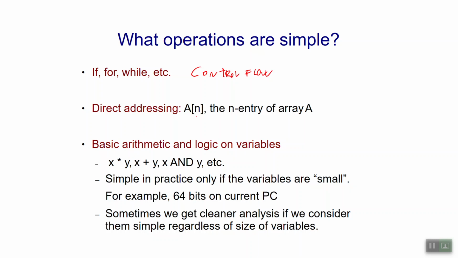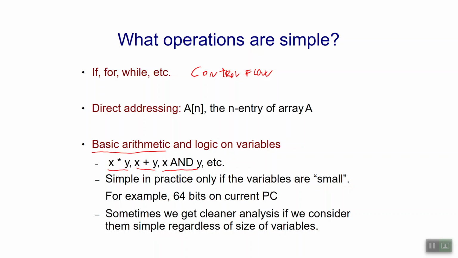And then we are going to allow for basic arithmetic and logic on variables. So if you have variables x and y, you can do multiplication, addition, things like x and y, and so on. And these operations are simple in practice only if the variables are small. Okay, I'm not really allowed to multiply very large numbers. In fact, we shall see later that the multiplication of two large numbers is a very interesting problem which is still open and for which many clever algorithms have been developed. But if the variables are small, I can consider them as unit cost. For example, if the variables fit into the size of the register of your processors, for current PCs, this is about 64 bits.